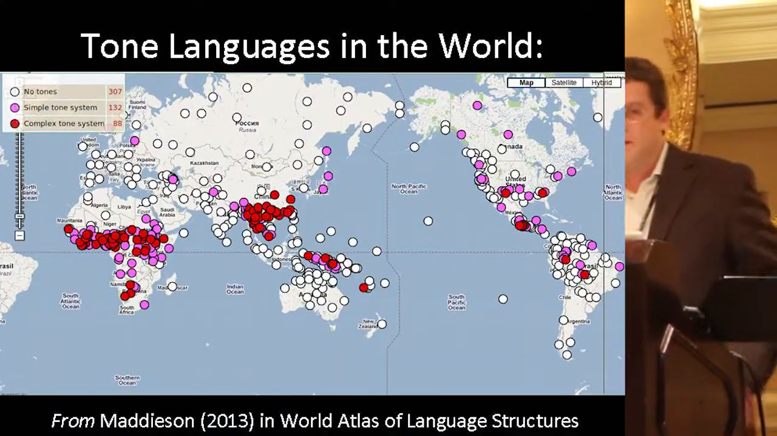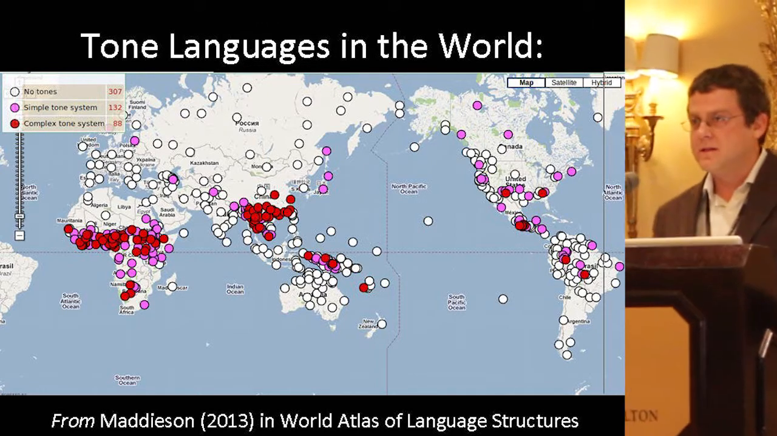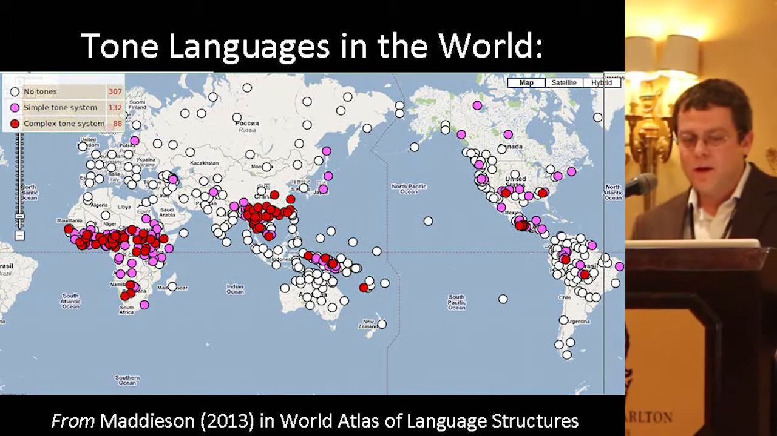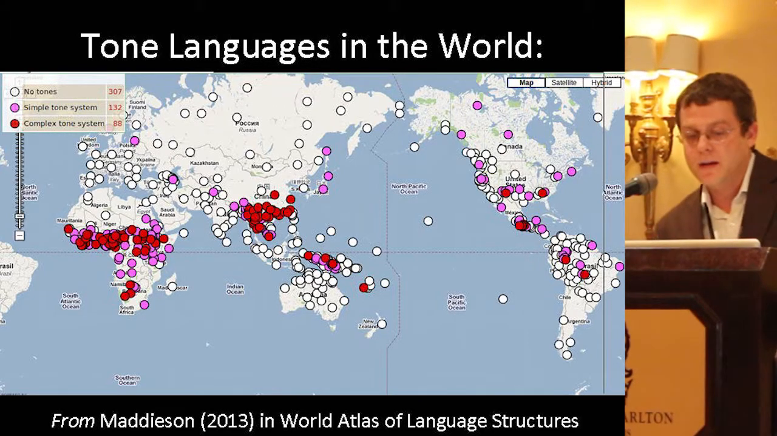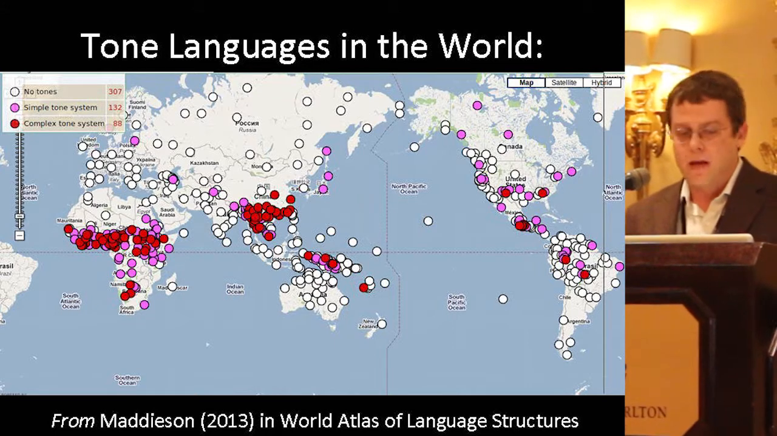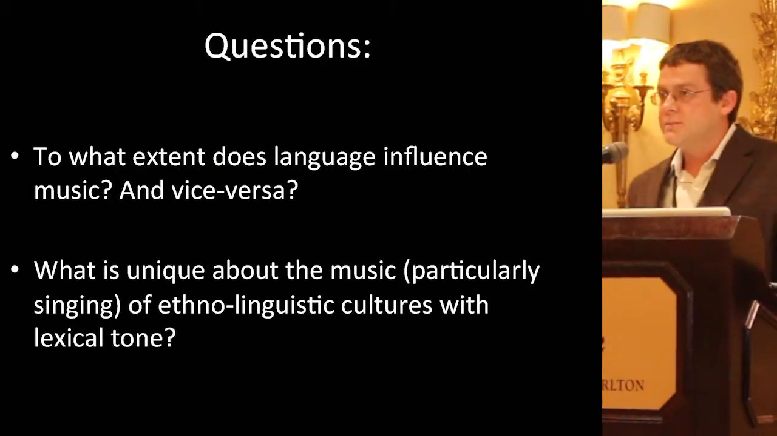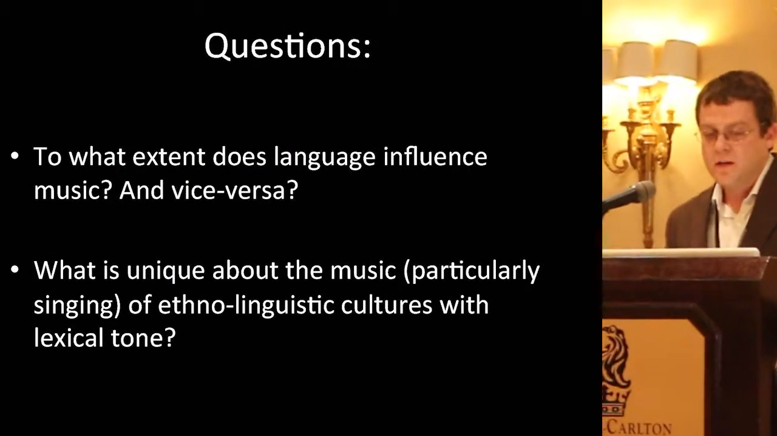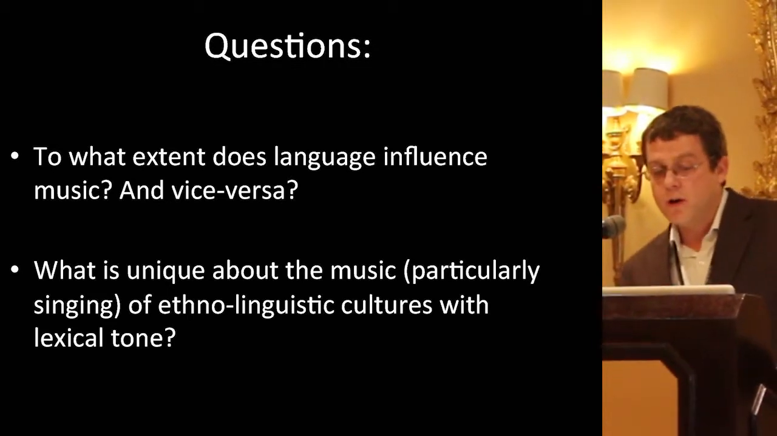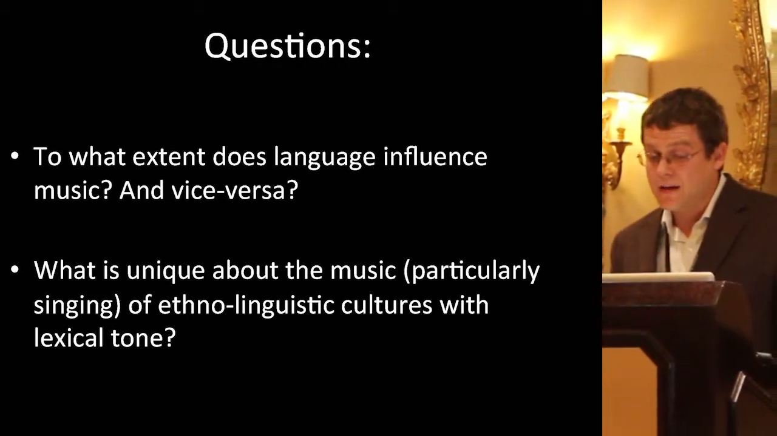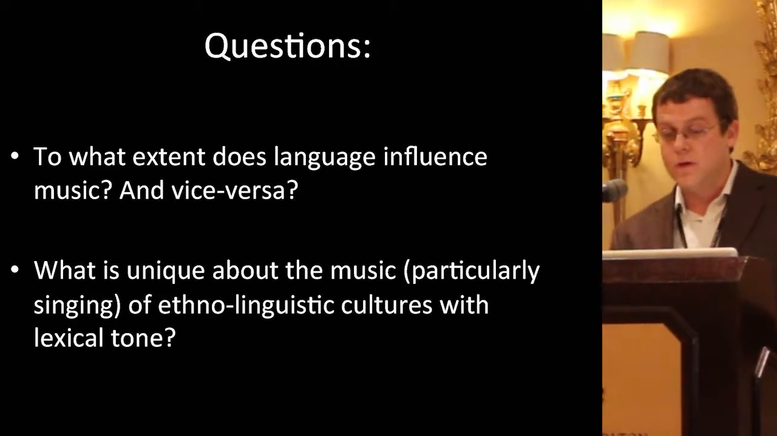So here's a map of the world from the World Atlas of Language Structures, and it's a sample of 500 languages. The red dots and the pink dots are tone languages, wherein pitch contours change the meaning of words, and out of this 500 sample we have about 200 where that's the case. So this brings up some questions for music researchers, such as to what extent does language influence music and vice versa? And more specifically, what is unique about the music, particularly singing, of ethno-linguistic cultures with lexical tone, where this pitch contour is important for the meaning of words.